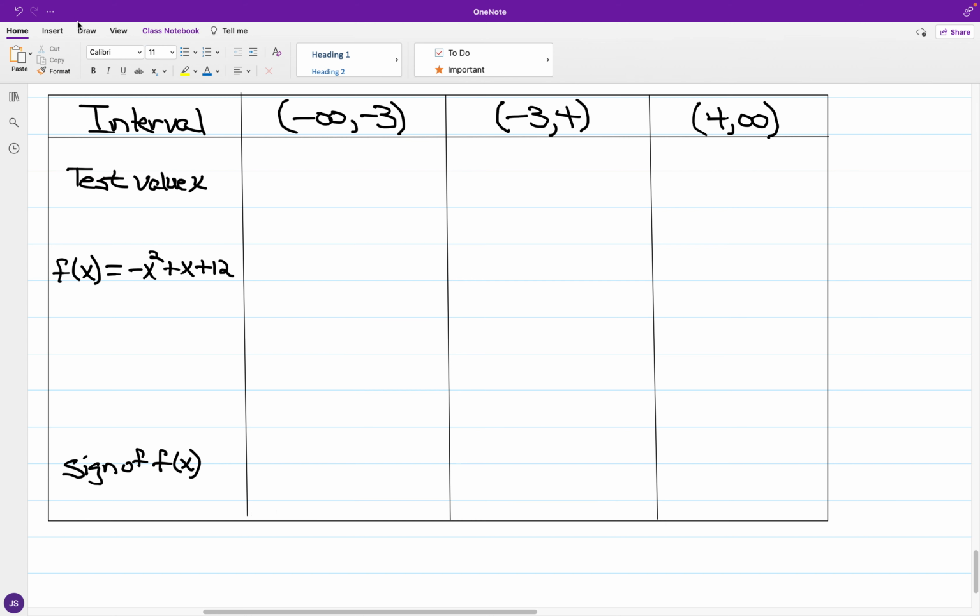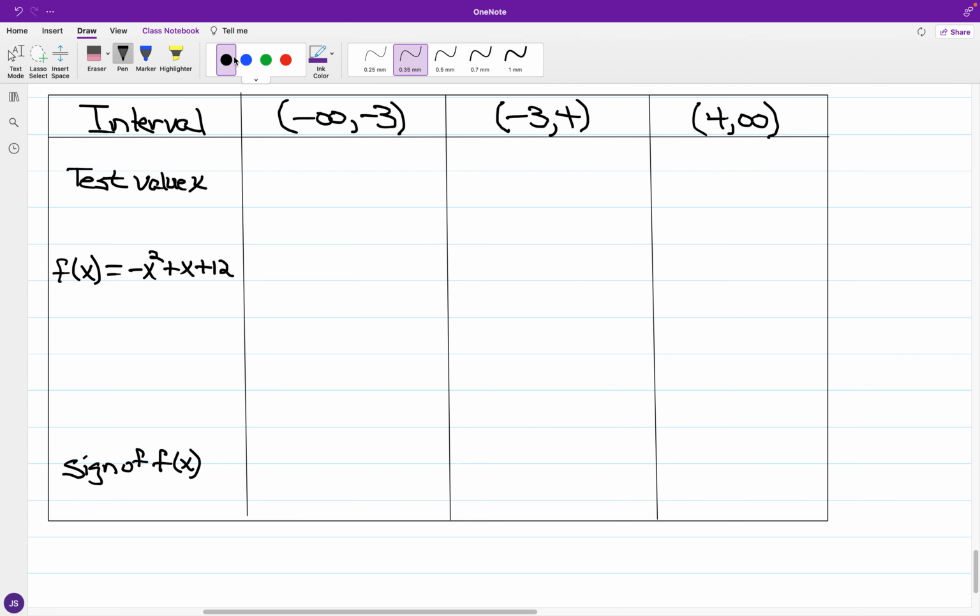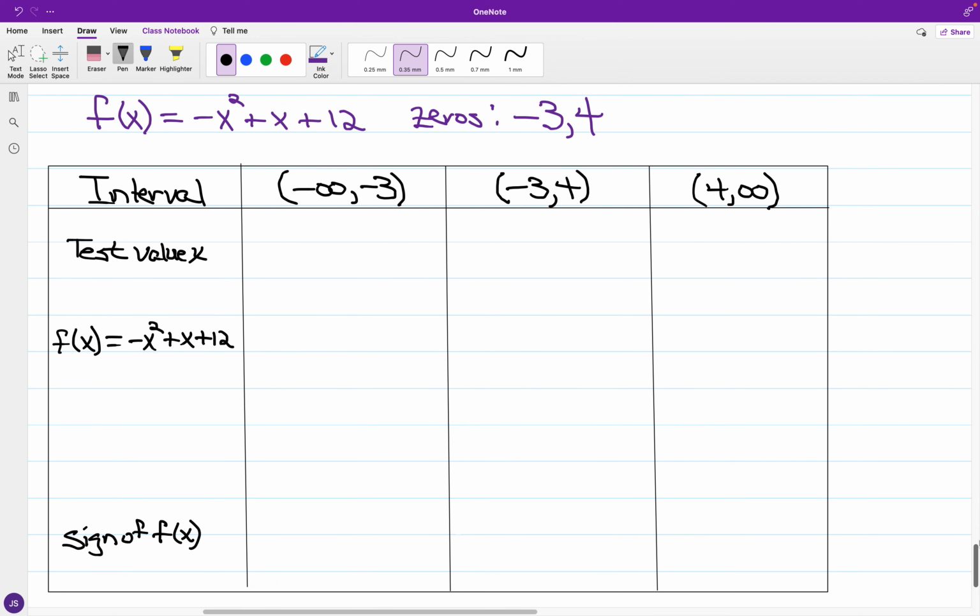Okay, so for test values that we can apply, for the first section, for anything that is less than -3, we can go with -4. And anything between -3 and 4, 0 is a possible choice. Anything greater than 4, we'll just go with 5.